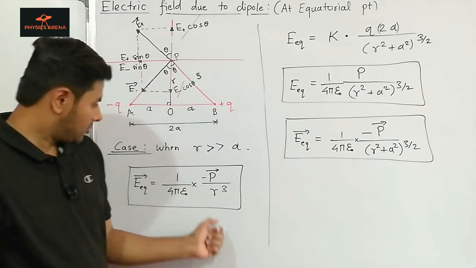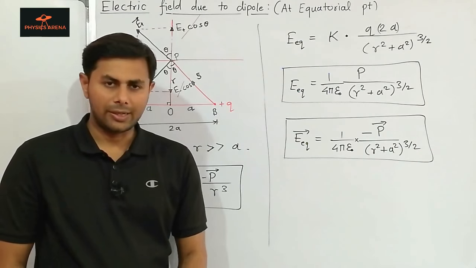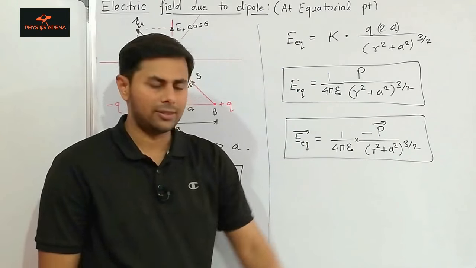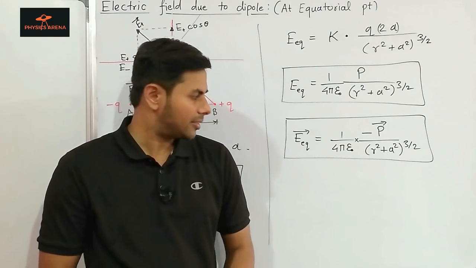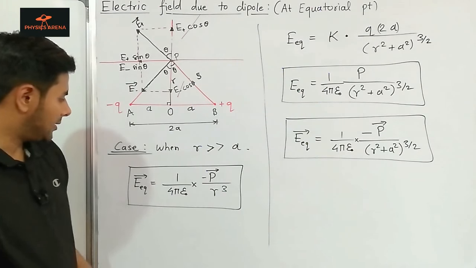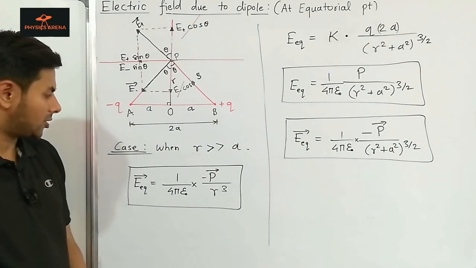Okay, so when r is very large compared to A, this A in the denominator, or A squared in the denominator, is insignificant compared to r squared, so we neglect it and we get this much value for the electric field.